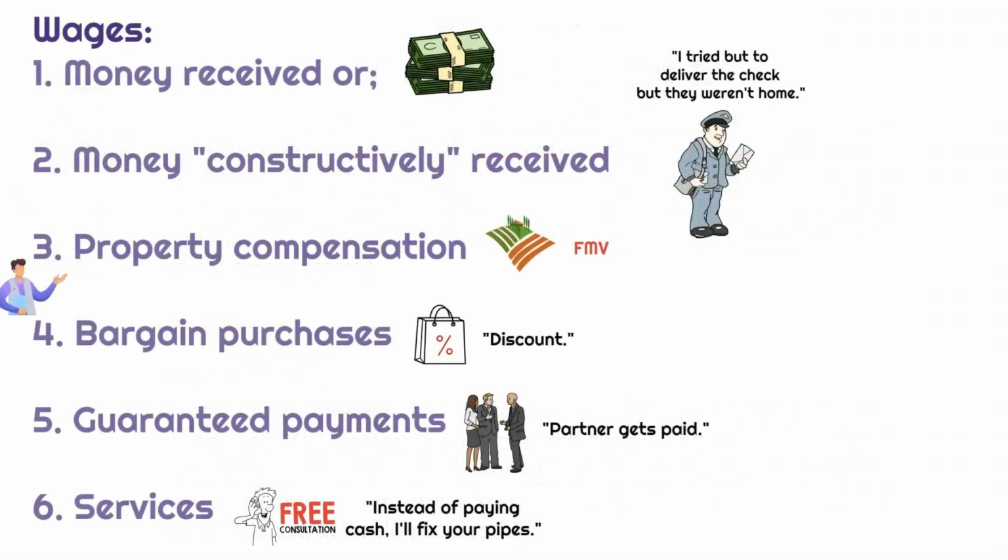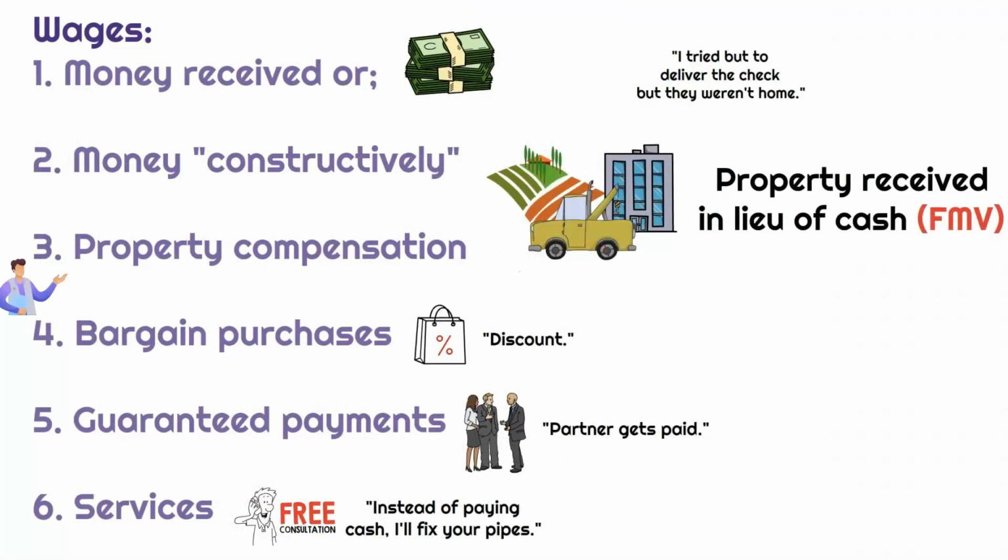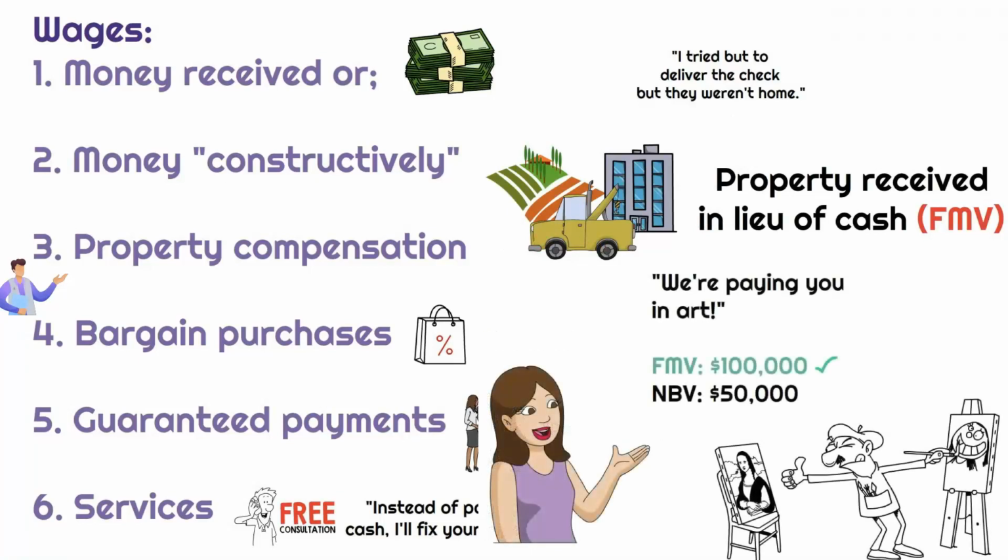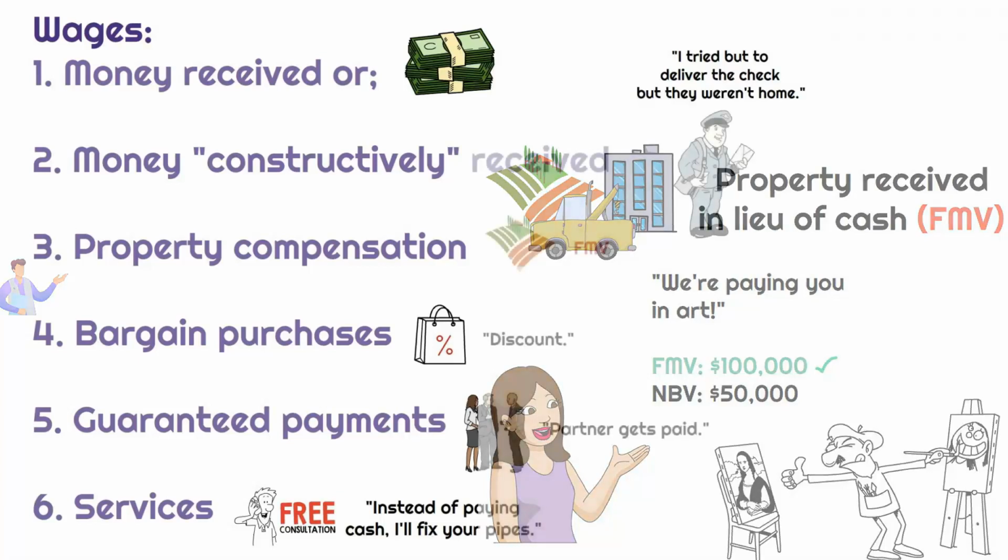Next up we have property compensation. This is property received in lieu of cash. So if Planet of the Grapes is saying, Linda, we can't pay you cash this week, but instead we're going to give you this piece of art. It had an original cost of $50,000, but it has a fair market value of $100,000. Linda's going to report that to the IRS at its fair market value of $100,000.